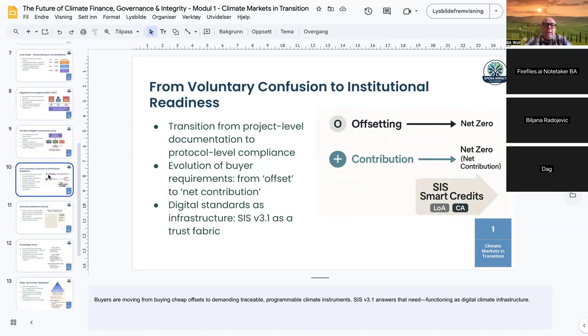So as you understand, and I think you will maybe agree with me, we're going from voluntary confusion to institutional readiness, and we actually have to do that. We need to transition from project-level documentation to protocol-level compliance. Buyers require an evolution from offsets to net contribution, and digital standards as infrastructure actually make our standard a trust fabric. And that's why we have integrated in our smart credit tags the LOAs and the corresponding adjustments.